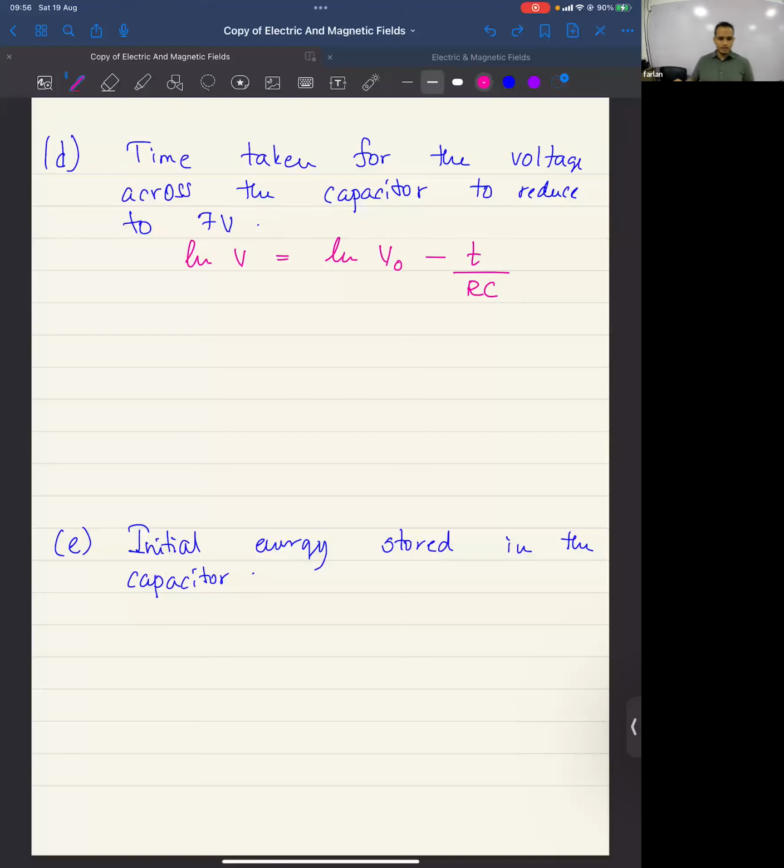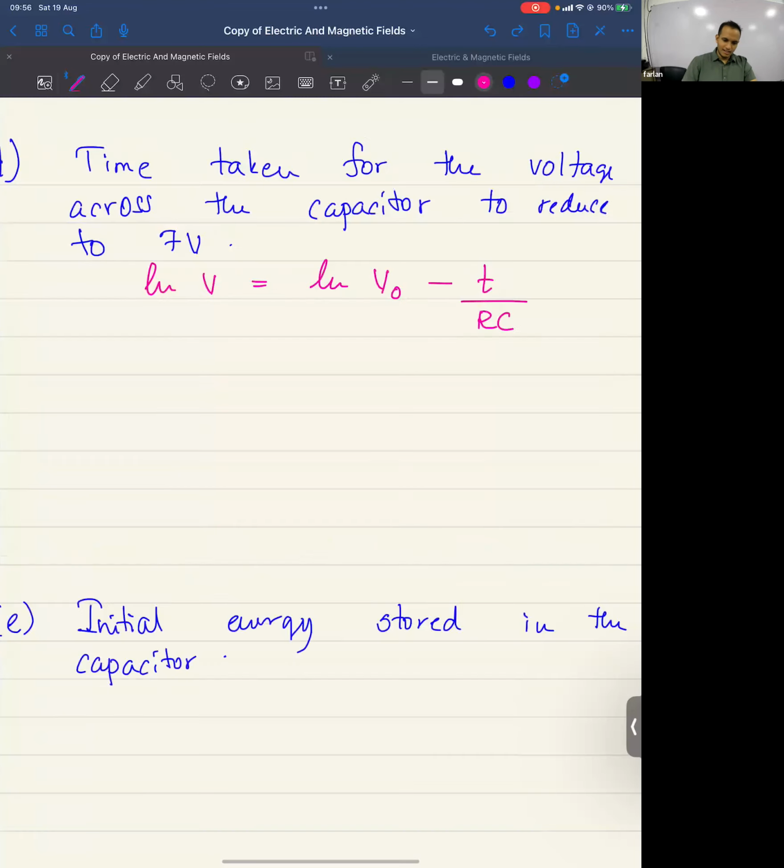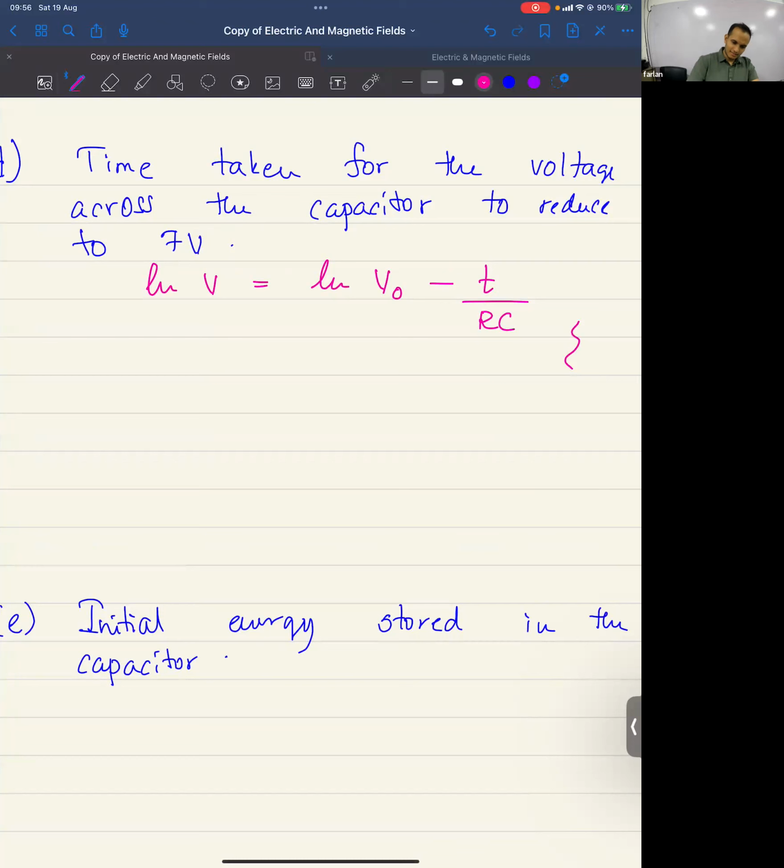Okay, right. So guys, in this one, we'll use ln V equals ln V naught minus t over RC. We are checking the time taken for the voltage to reduce to 7. So it will be ln 7.